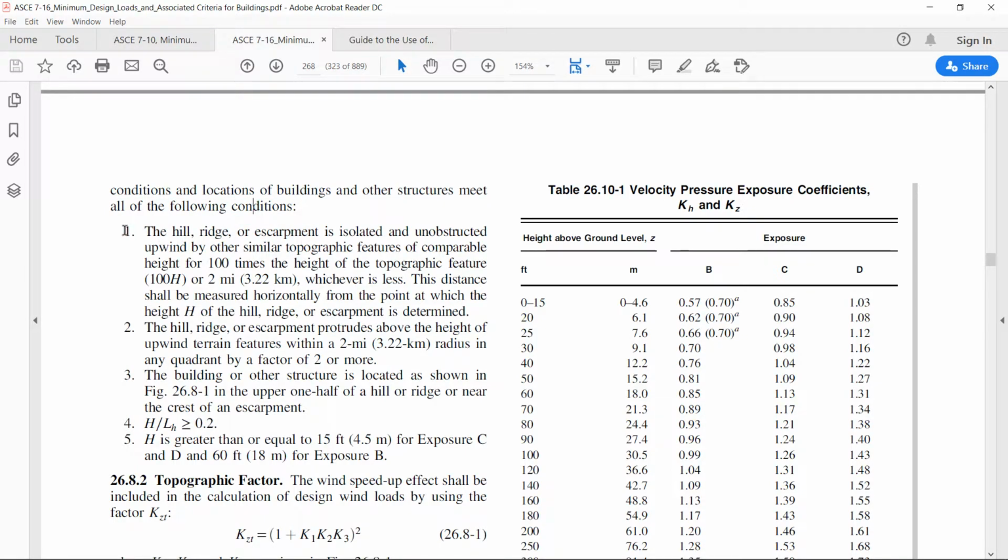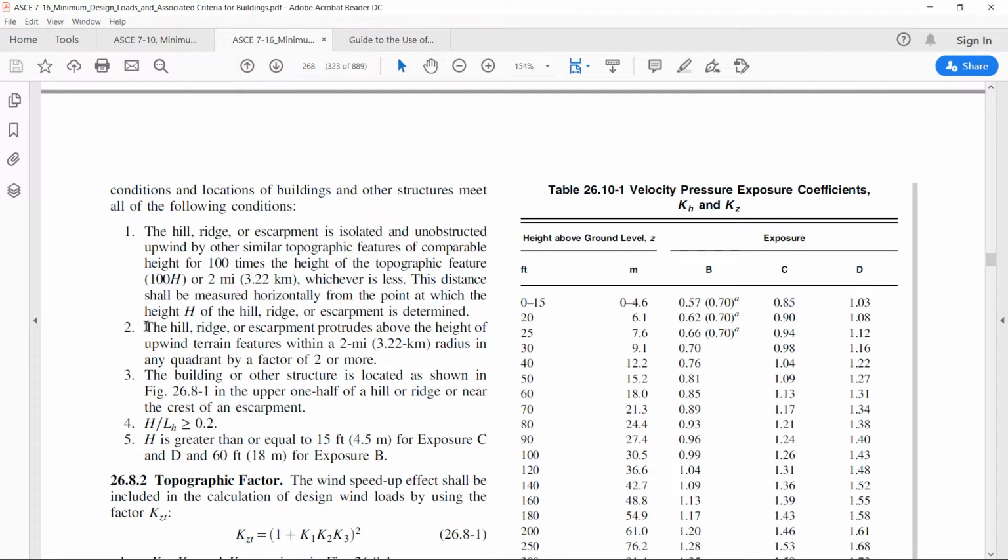So what are the conditions? Condition number one, it says the hill, ridge or escarpment is isolated and unobstructed upwind by other similar topographic features of comparable height for 100 times the height of the topographic feature. That means 100 into h or 2 miles, whichever is less. This distance shall be measured horizontally from the point at which the height h of the hill, ridge or escarpment is determined. So this is the first condition, that within an approximately 2 mile area, another ridge etc. should not be there.